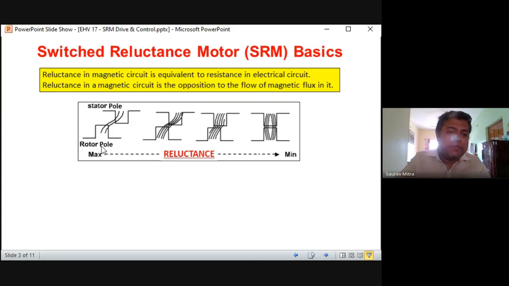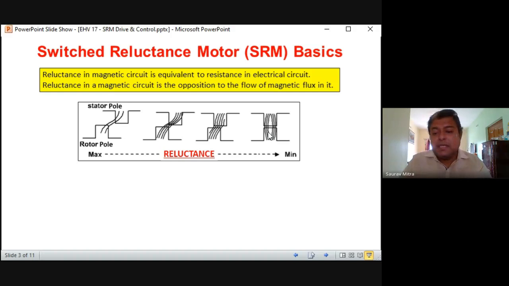That means what would happen? The rotor would automatically rotate towards the stator in such a way that this kind of rotor-stator alignment would be achieved, so that rotor and stator come exactly in front of each other, and hence the least reluctance is obtained for the magnetic flux flowing from the stator to the rotor.